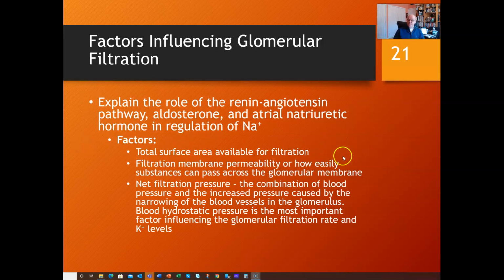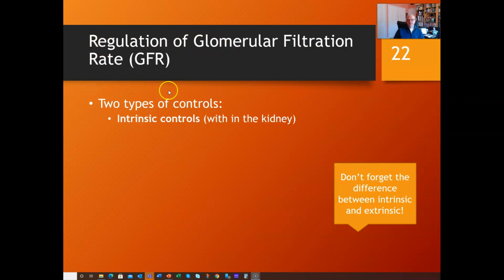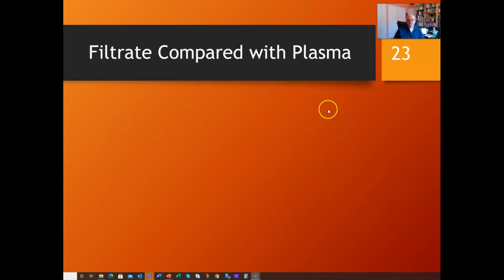are surface area available for filtration, obviously, the filtration membrane permeability, which we mentioned before, how easily stuff gets across it, and the pressure of the blood inside the glomerulus. The higher the pressure, the more filtration takes place. Blood hydrostatic pressure is the most important factor influencing the glomerular filtration rate and potassium levels. Okay, we have intrinsic controls of the filtration rate within the kidney and extrinsic from outside. So you know we discussed those. Intrinsic is its self-control.